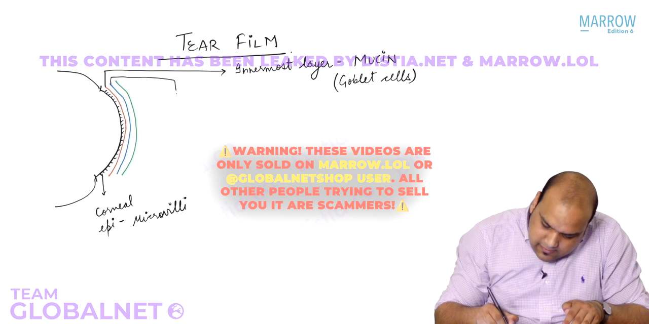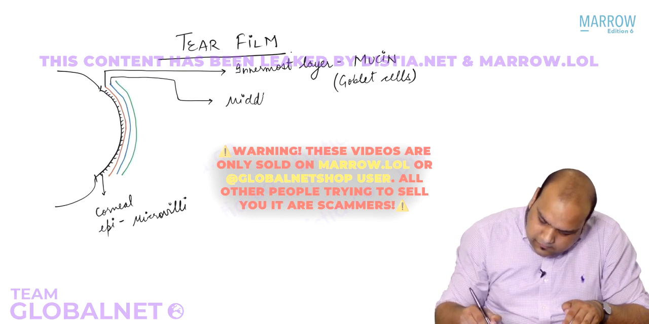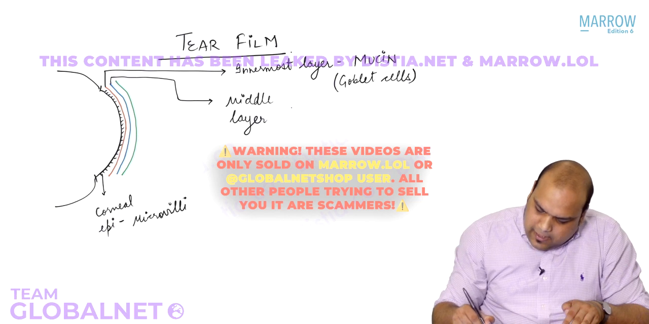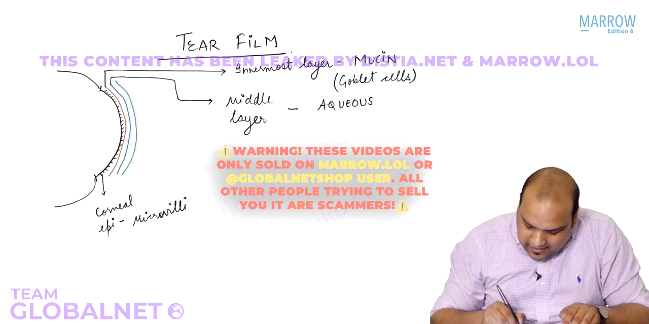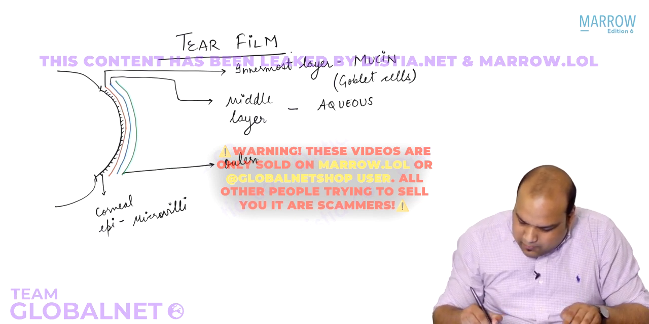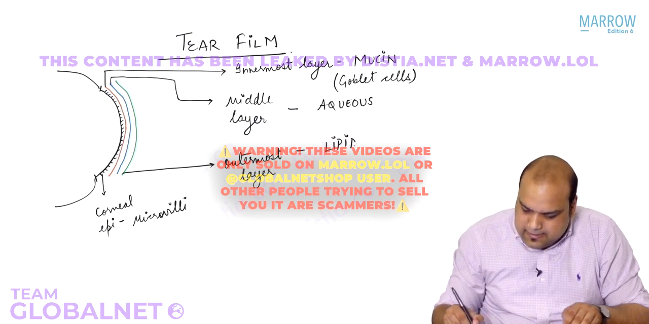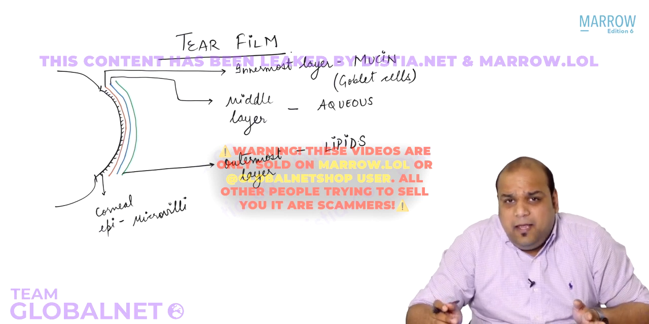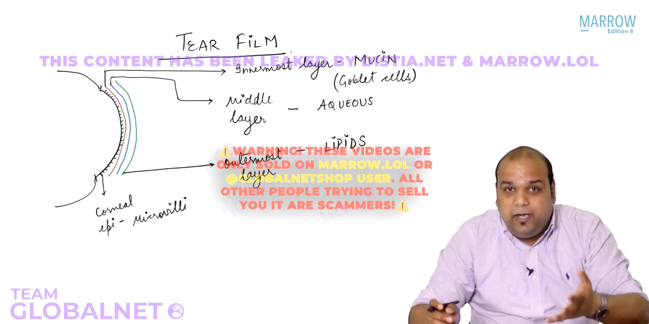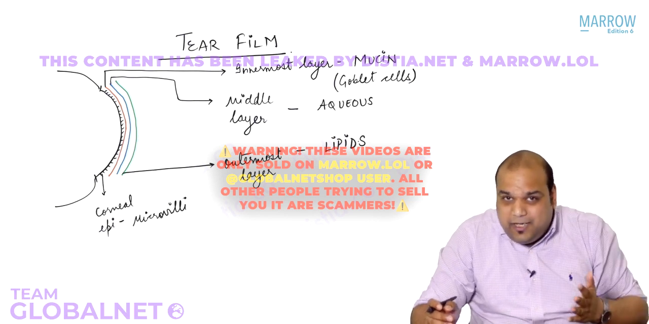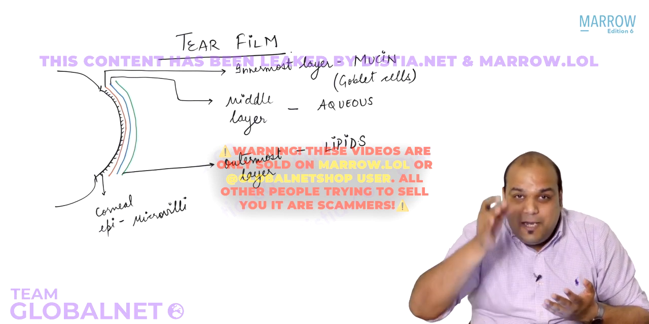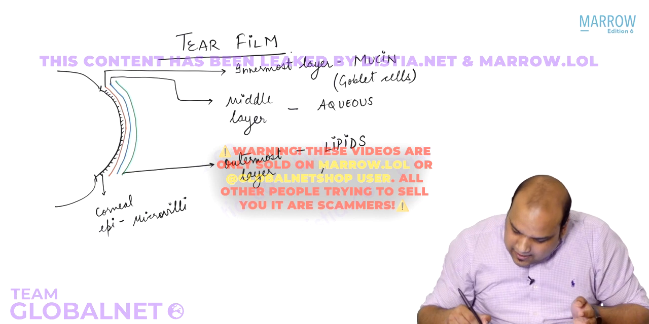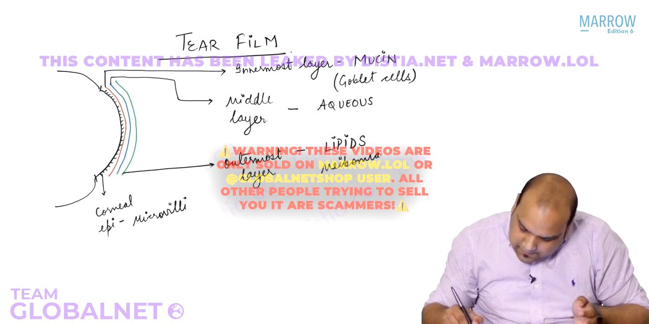Secondly, everybody, middle layer. Middle layer is formed by aqueous, water, secreted by lacrimal glands. And then, everybody, outermost layer is formed by lipids. Why lipids, everybody? Aqueous, water will evaporate, aqueous will evaporate, water will evaporate. So we want to stop the evaporation, everybody. So to stop the evaporation, there has to be oil over water, everybody. Yes, oil means lipids, everybody. So lipids, they will prevent the evaporation, and they are secreted by meibomian gland.